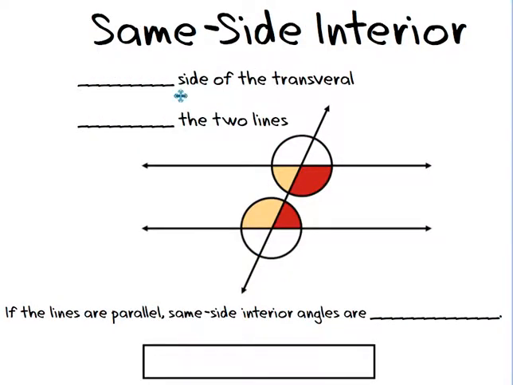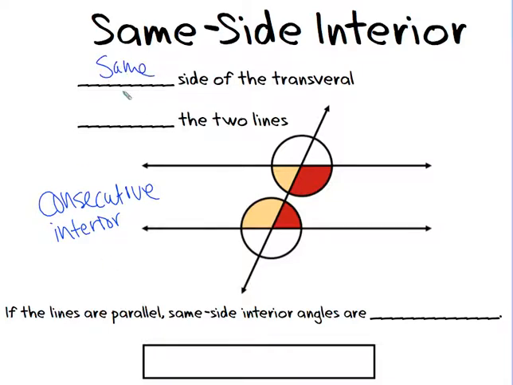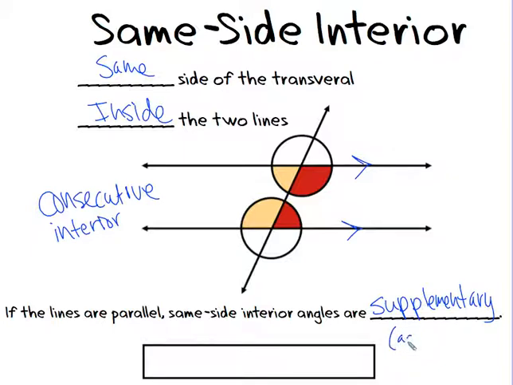Okay. And then these same side interior angles are the ones that are a little different. Remember, they're also sometimes called consecutive interior angles. They are on the same side of the transversal and inside the two lines. So if these lines are parallel, these are actually supplementary, which, if you'll remember, means they add to 180. So if you wrote that in a proof, it would look like this.